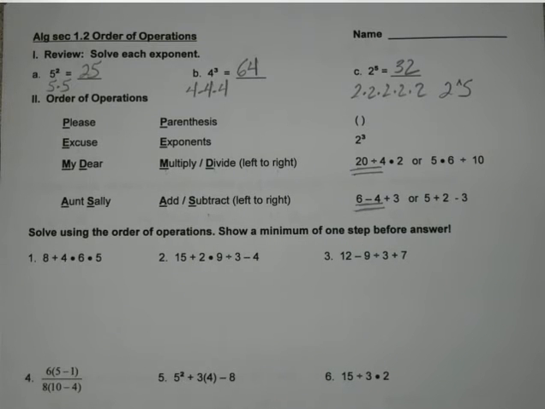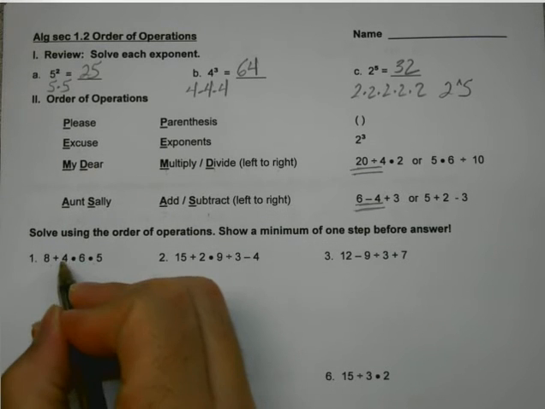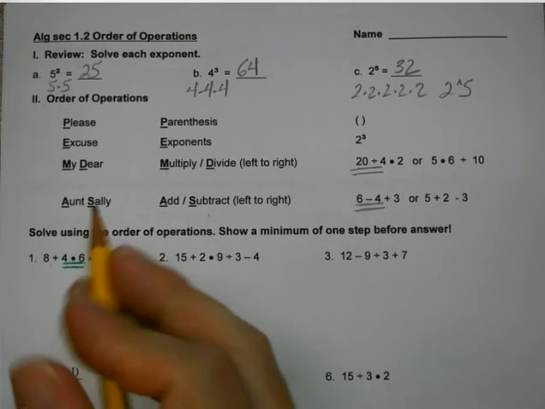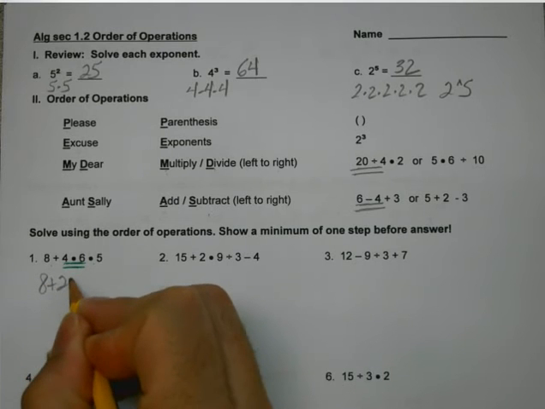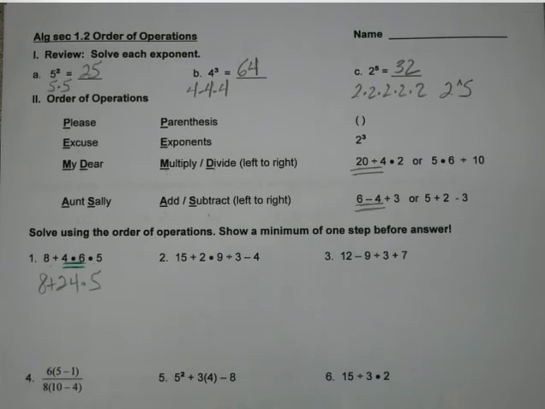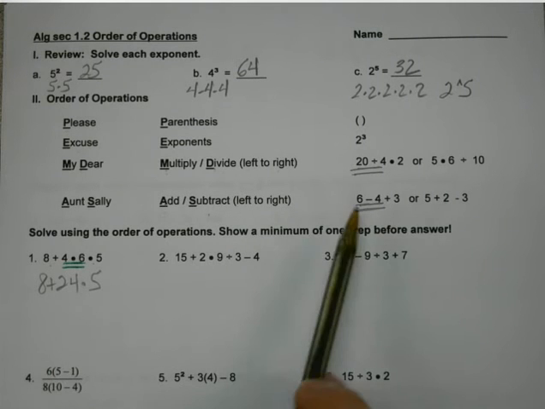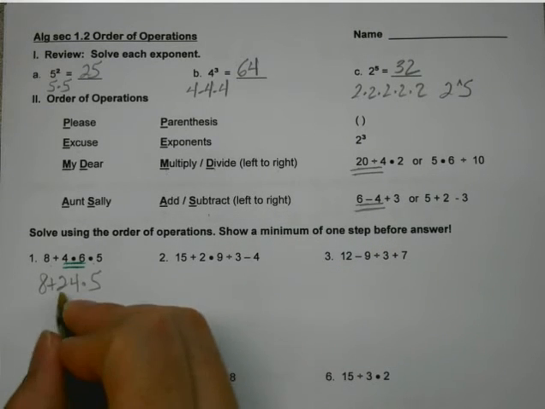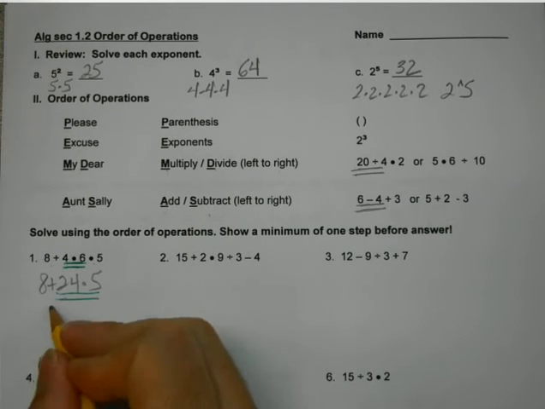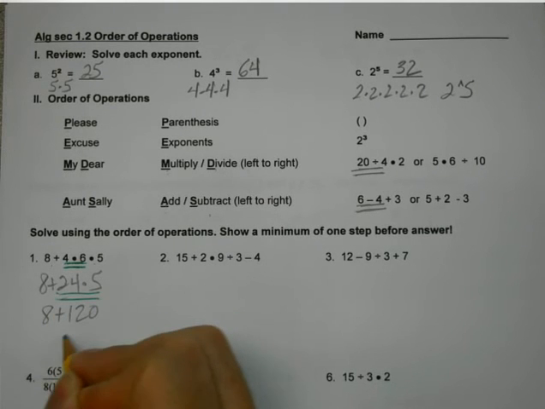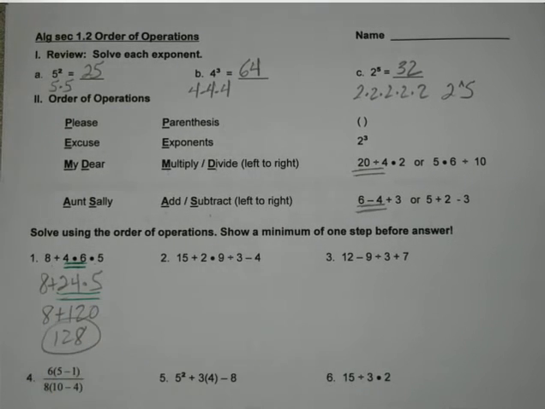So for instance, when we get down to number one, I see I have an add, a multiply, and a multiply. Well, I know I'm going to do multiply first, but I do the one that's furthest to the left. Now you may be asking, couldn't I just type this whole thing in my calculator? You could. But there will be some that going strictly to the calculator will mess you up, which is why I'm saying you need to show me a step somewhere instead of just putting it into your calculator.